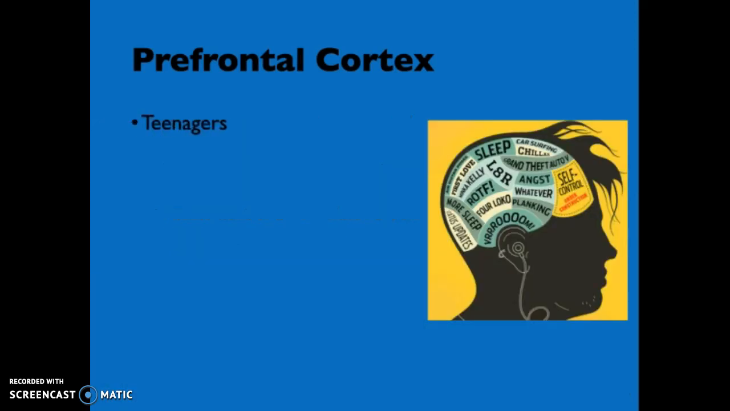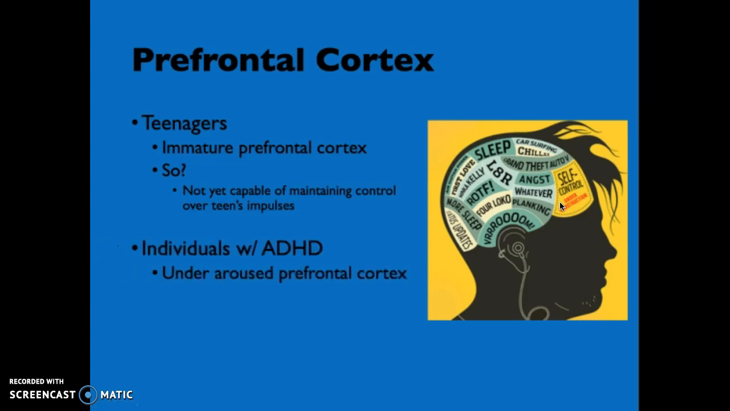With regards to teenagers, we'll talk about this a little bit later, but they have an immature prefrontal cortex. This is the last thing that develops in your brain, and it develops fully in your mid-20s. So we've got them unable to really fully control ourselves, not able to maintain control over ourselves and our impulses. Particularly with ADHD, we have under-aroused prefrontal cortexes, which creates even more issues for those persons.